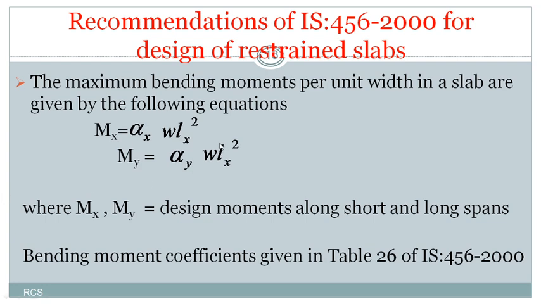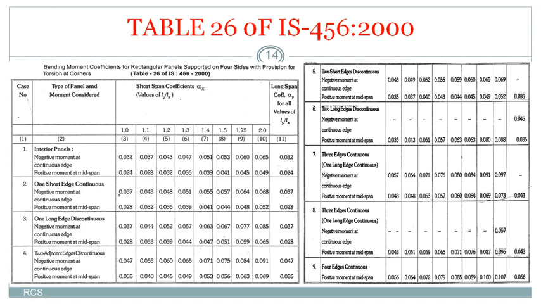By using these two formulas, we can calculate the maximum bending moment in the shorter direction and the maximum bending moment in the longer direction. Those bending moments are also called design moments. These αx and αy values are called bending moment coefficients. Those values can be taken from Table 26 of IS 456:2000. So let us see the table now. This is the table: bending moment coefficients for rectangular panels supported on four sides with provision for torsion at corners.